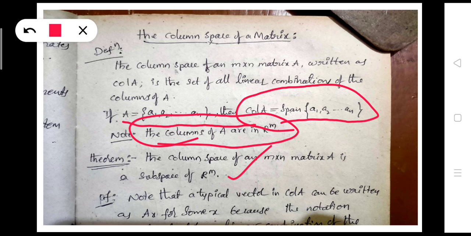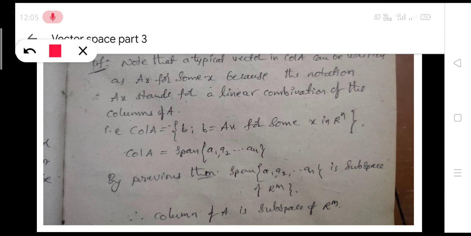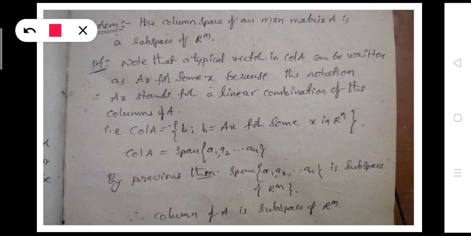Proof. What is a subspace? To prove a subspace, it must satisfy the three properties, which we already know. So first we have to prove the given condition. Note that a typical vector in Col A can be written as Ax for some x, because the notation Ax stands for a linear combination of the columns of A.